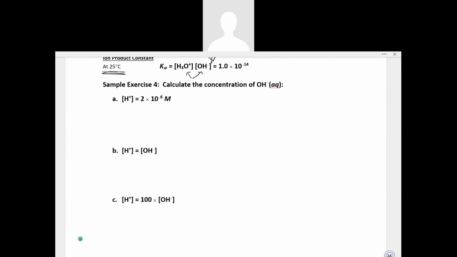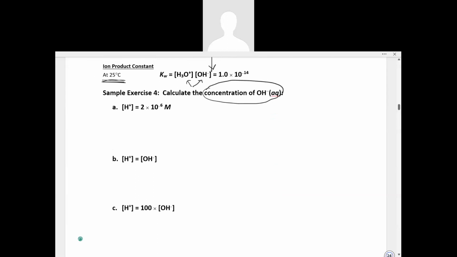So let's take a look at sample exercise 4, and we're asked to calculate specifically the concentration of our aqueous hydroxide ions. So how can we figure that out? If we're given the hydrogen ion concentration, which we know is really hydronium, we can use this Kw expression and the equivalent value here, 1 times 10 to the negative 14th, to solve for hydroxide. So we know that our value here, 2 times 10 to the negative 6, this is our H plus.